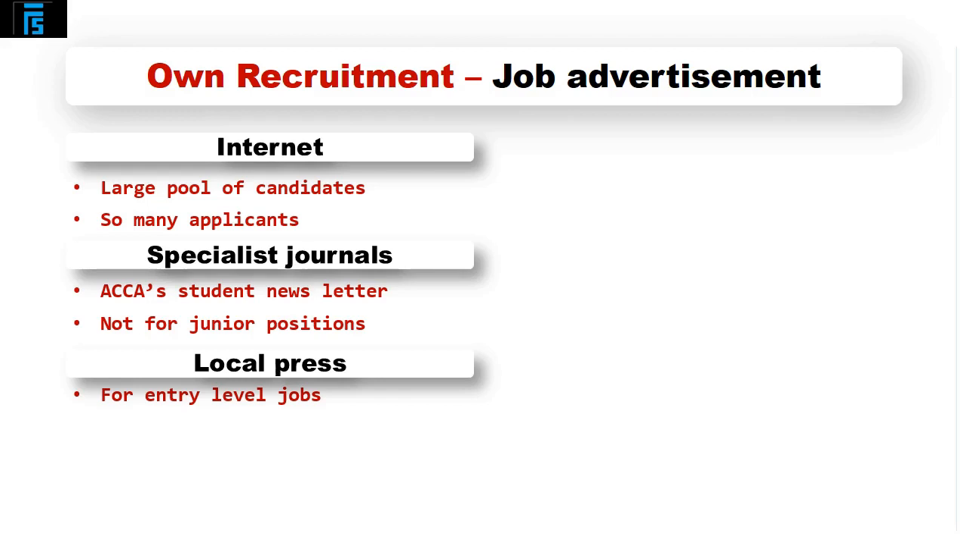Why is the local press good? Because you're not looking for anybody with particular skills, because they won't have got those skills yet. You're probably looking for somebody relatively young, and because of that, they probably won't necessarily have a lot of money, so they will probably be living locally. So the idea is that you advertise to where these people are going to read about your organisation. So the local press is a good way of getting more junior level jobs.